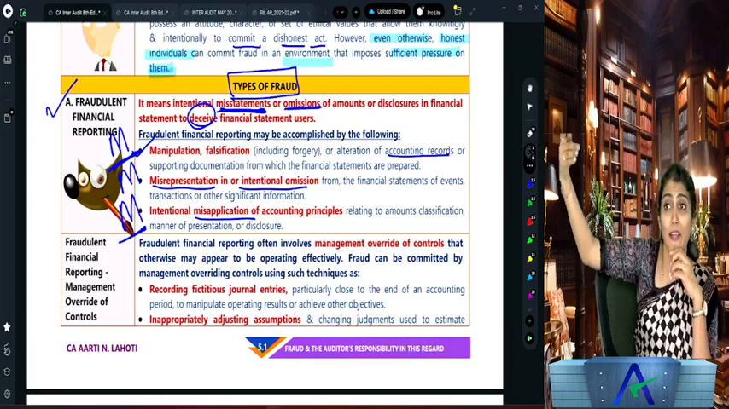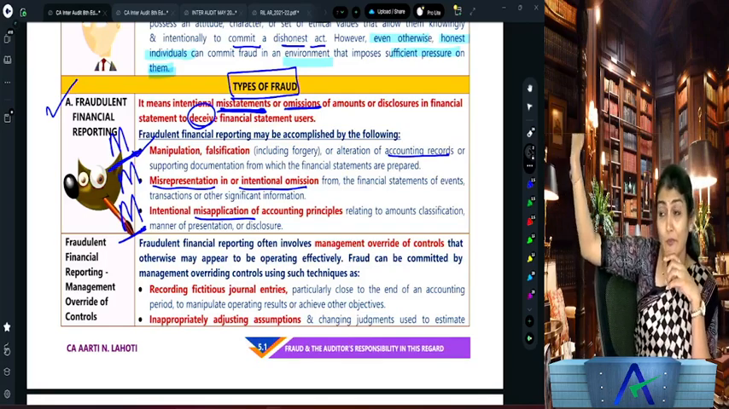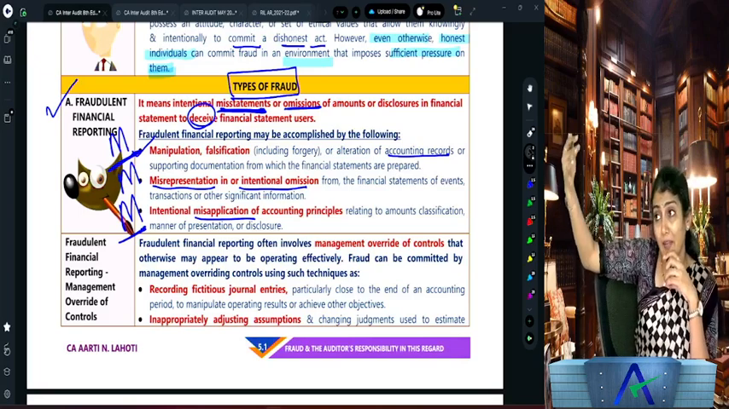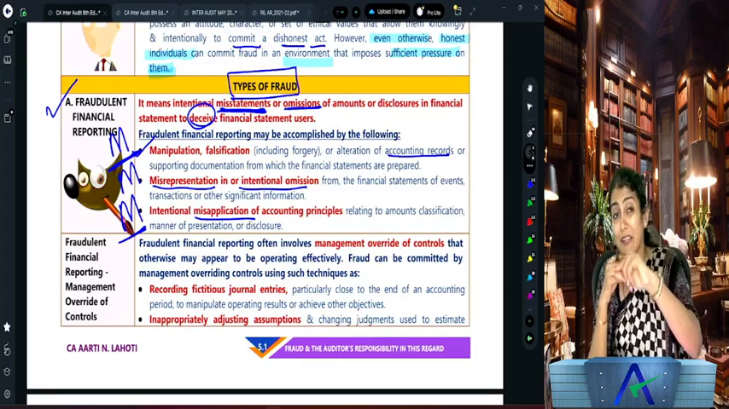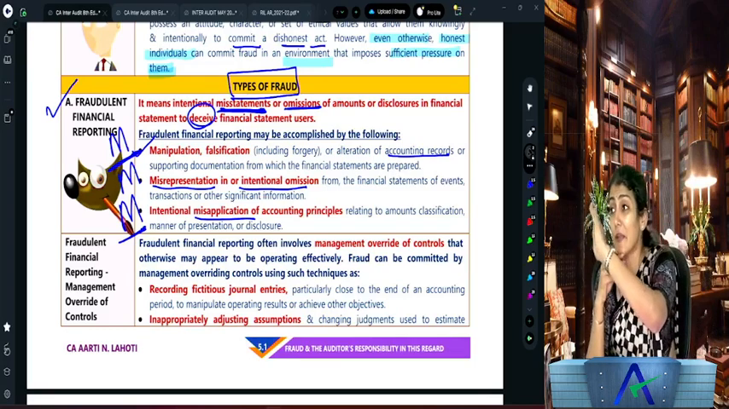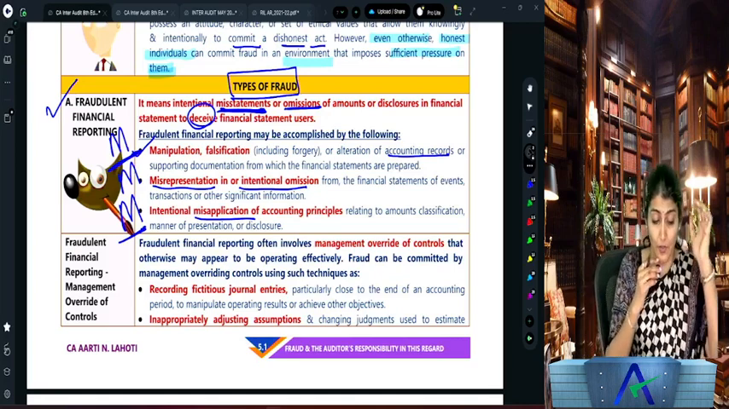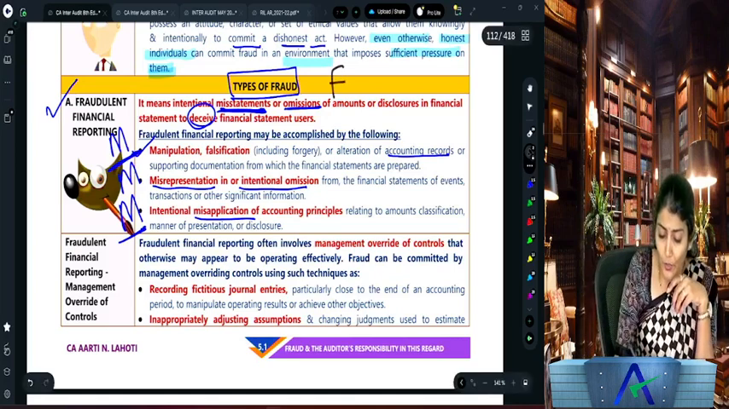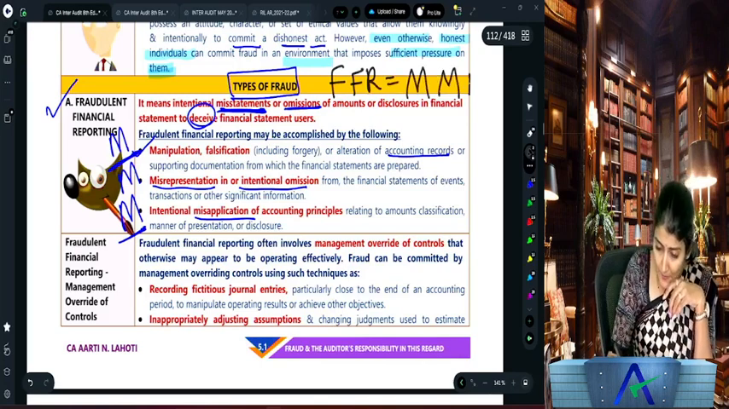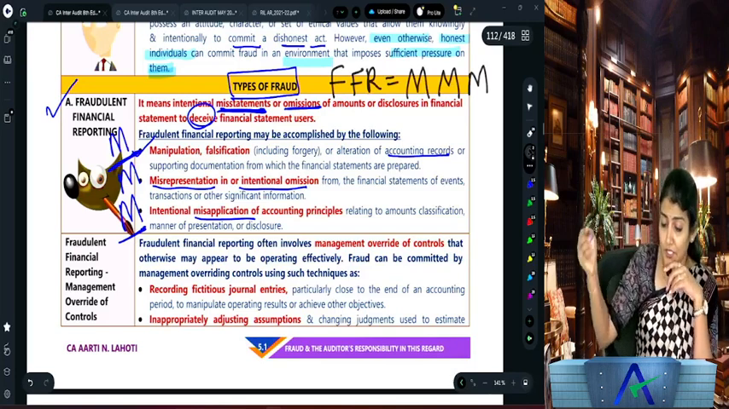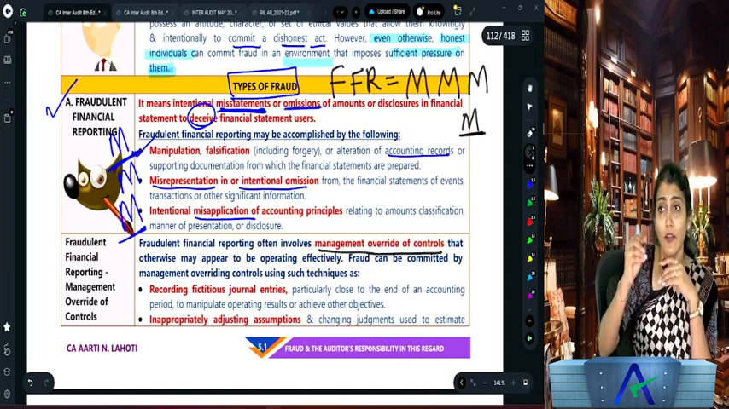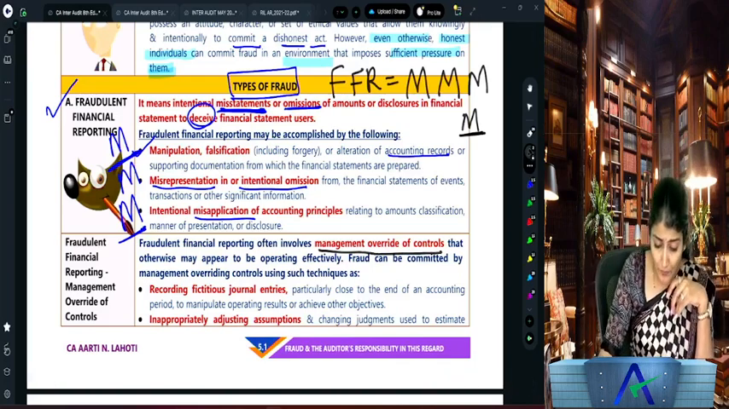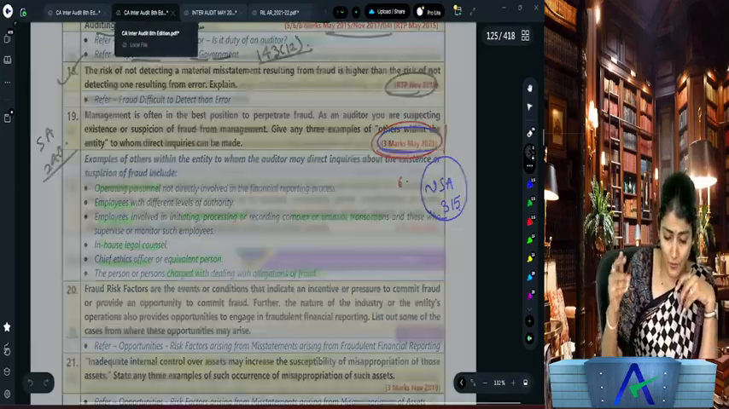You cannot measure what benefit you will get out of the brand ambassador charges. So should you capitalize the brand ambassador expenses? No, but the company has capitalized. So what the company has done is the intentional misapplication of the accounting principles. Okay, right? So how can you do fraudulent financial reporting? Manipulation, misrepresentation or the misapplication, and then you have a fourth M, which is the management override of the controls, right?